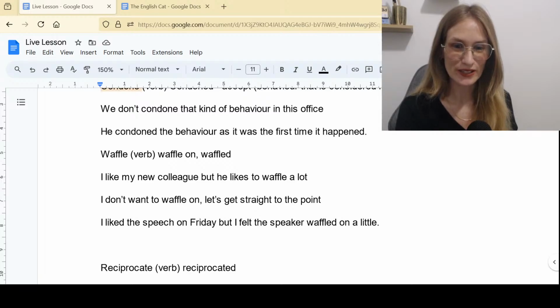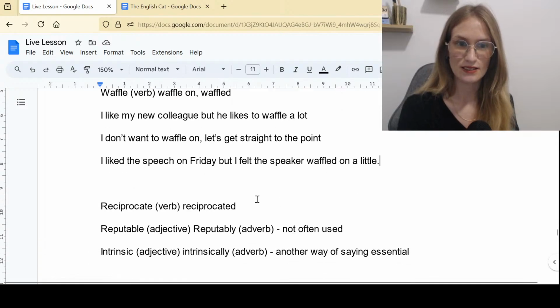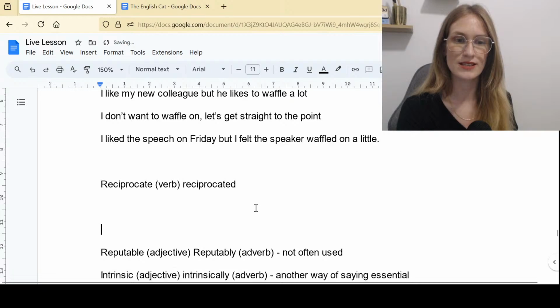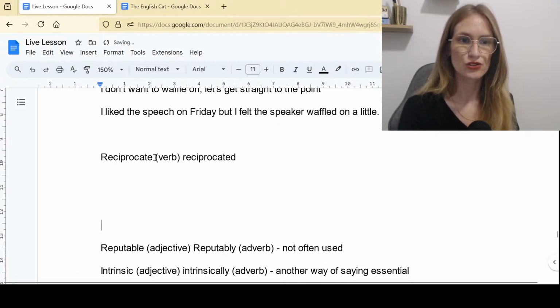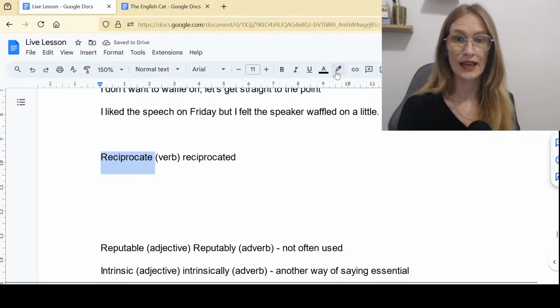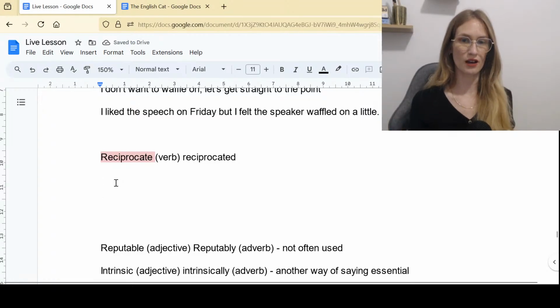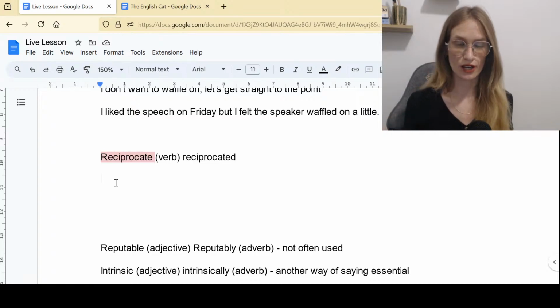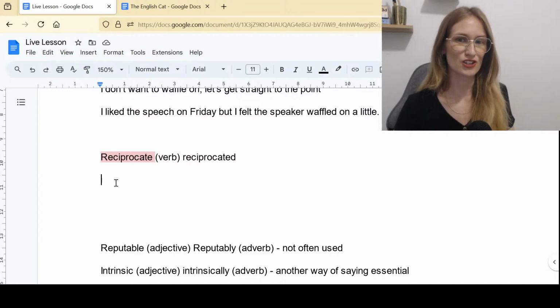So perhaps you can give me an example for the next word we are going to look at, which is reciprocate. Reciprocate, or past tense, reciprocated. So this means returned. A feeling, an action was returned. So for example, if I say, I miss you, and you reciprocate that feeling, you miss me too. You are returning that feeling.